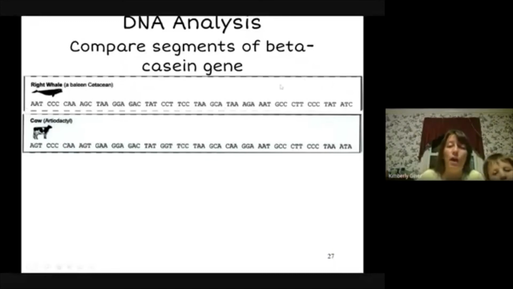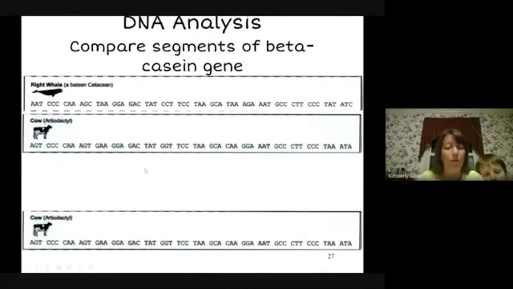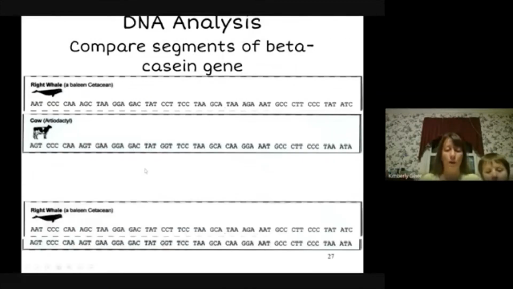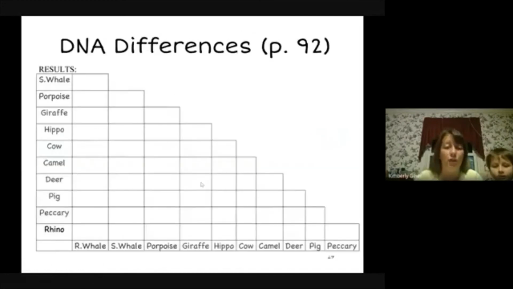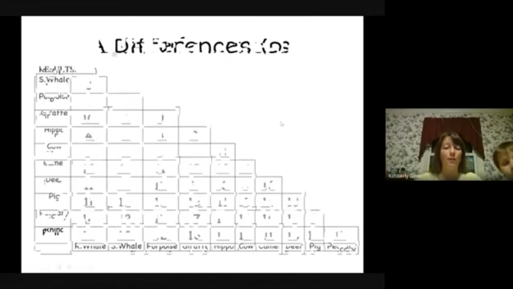So here we've got a strip of DNA from right whales, a strip of DNA from cows, which is a type of artiodactyl, and we could totally compare them. And when we compared, we would put them right on top of each other. We would then look to see where are the letters different, and we could get a count for how many letters are different. There's a chart. It was on page 92. We could fill it in.